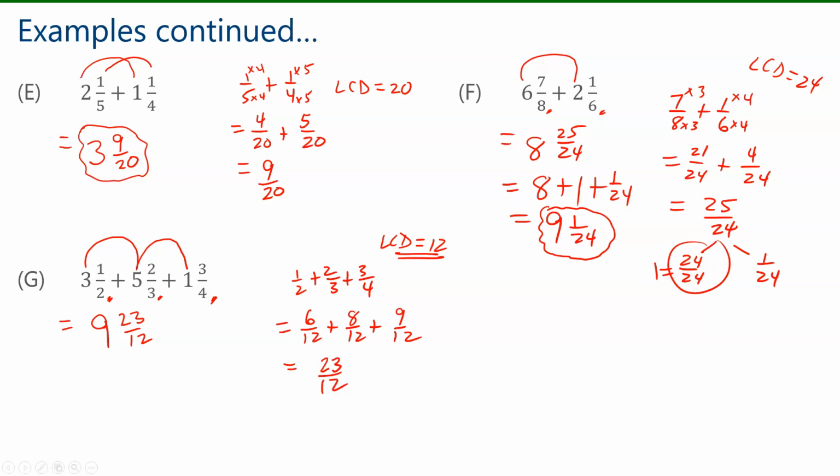Are we done? The 23 over 12, I can get a full group of 12 out of that, which will give us another whole, and I have 11 twelfths left over. So I can break the 23 over 12 down into another whole and 11 twelfths. Combine it all, 9 and 1 is 10, and 11 twelfths.